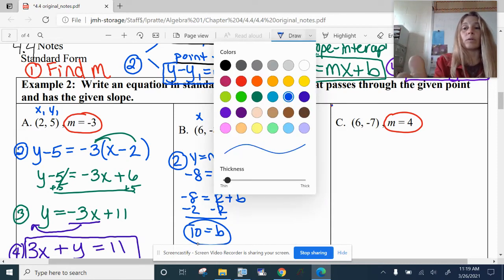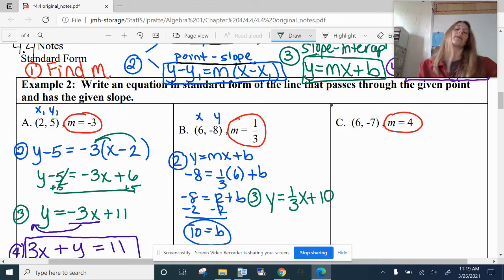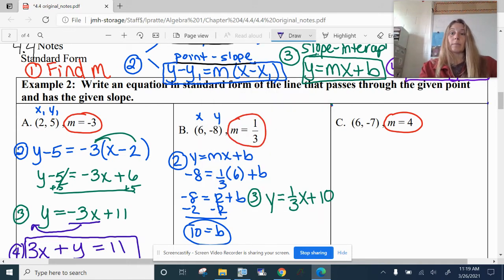So now, in order to get my slope-intercept equation, I just write y equals, I use the slope that I have, and then the y-intercept that I just figured out, which was 10, and I have 1/3 x plus 10. If you did point slope, you'd end up at the same spot at this point.